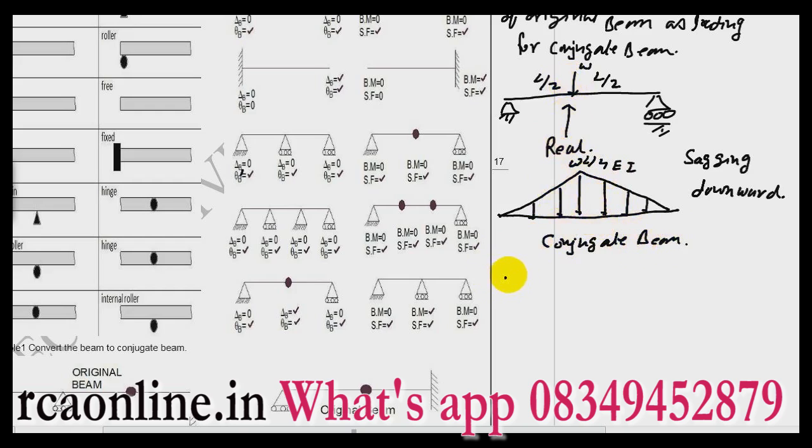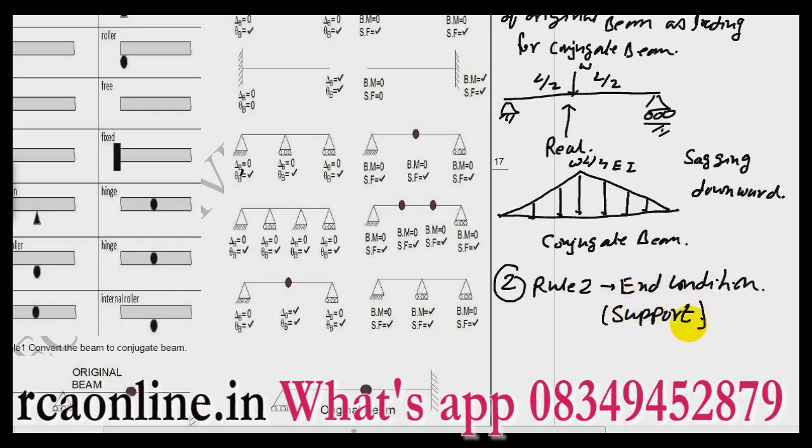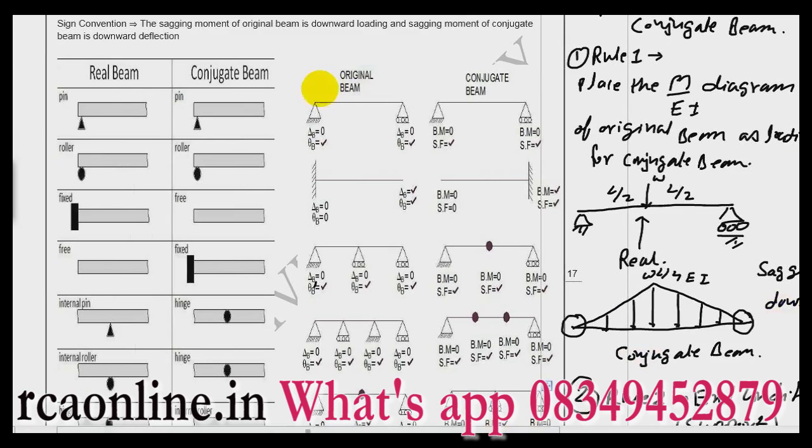Now the second part, rule 2, is end condition, which means support. So what are the supports which we require in this conjugate beam? Let us discuss how to find the support at this end and at this end for the conjugate beam. If you see, this is my hinge support of the original beam or the real beam.